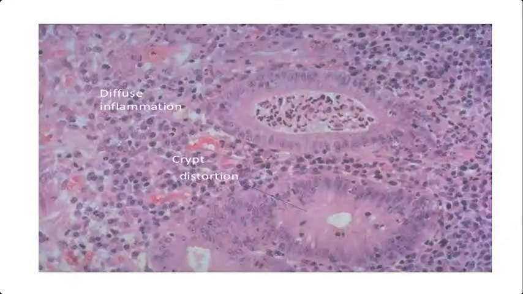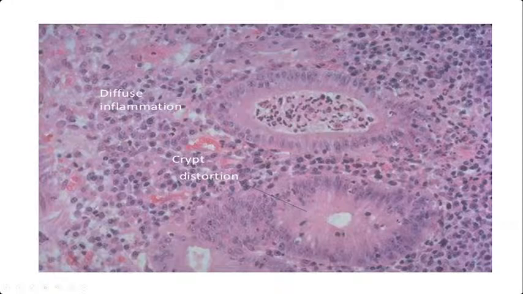So this is a photomicrograph to show the diffuse florid chronic active inflammation. You can see mixed inflammatory cells, lymphocytes, plasma cells, macrophages, and lots of neutrophils. You can see even crypt abscesses. There's crypt distortion, and there are even mitoses because of regeneration. So there's a lot of activity going on. So this is severe active disease.